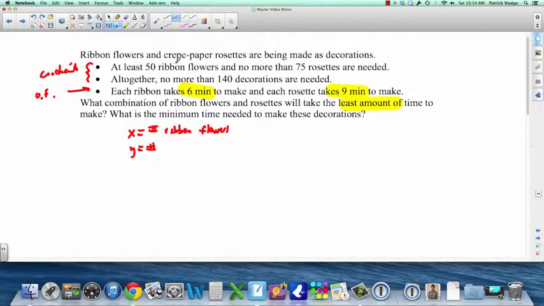And y equals the number of rosettes. Okay, our objective function. We're talking about time here. So time equals, each ribbon takes 6 minutes. So if you made 10 ribbons, it would be 6 times 10, which is 60 minutes. We have an unknown number of ribbons called x, so it would be 6x. It takes 9 minutes for each rosette, so with an unknown number of rosettes, it's going to be 9y. And if you add them together, you get the total amount of time.